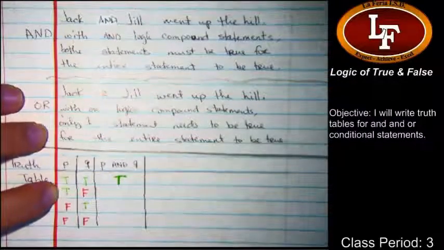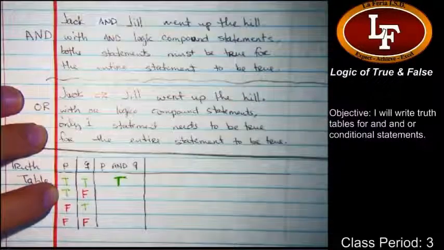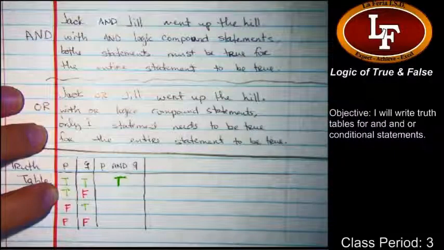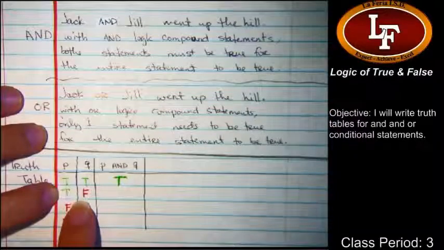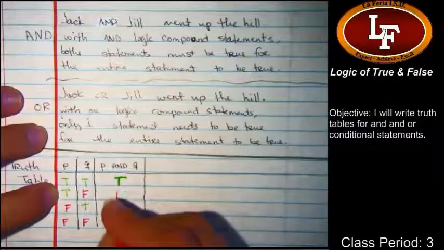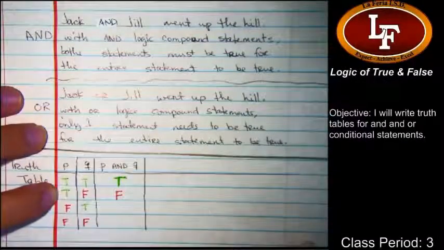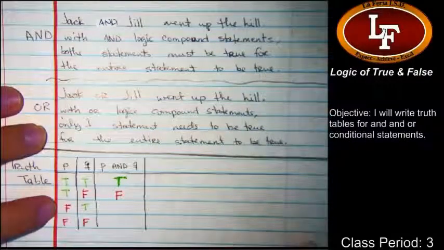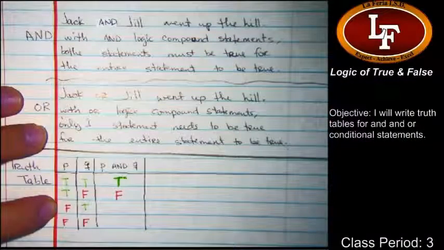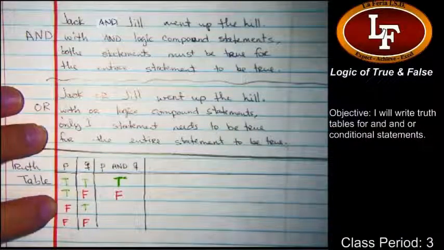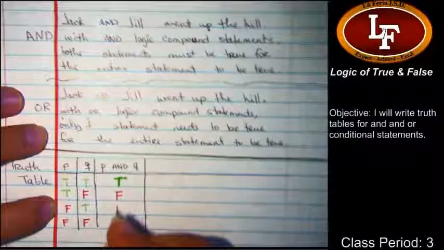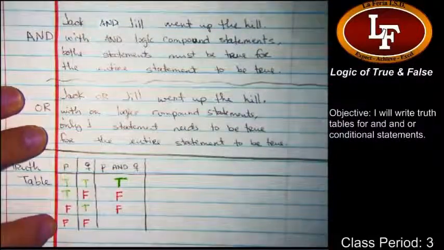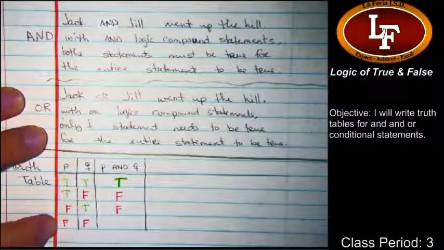How many do you need on an and statement in order for the whole thing to be true? Both of them. Here, there's only one that's true. So that means the entire statement is false. So that goes the same for the rest. Look at the next one. P is false, Q is true. P and Q is false. The last one. P is false, Q is false. P and Q is false.